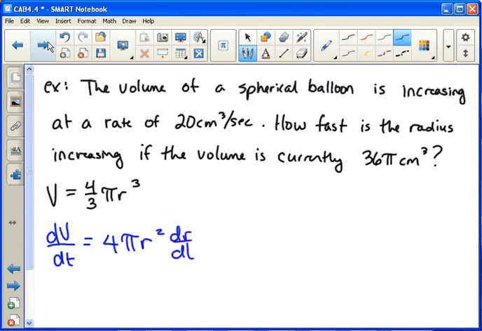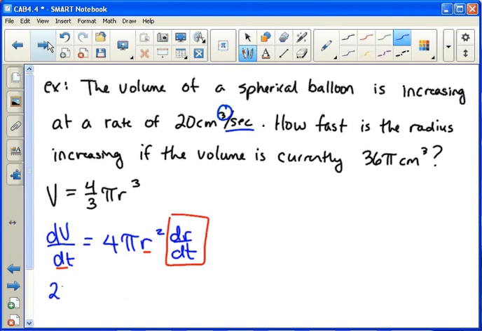Okay, now it says, how fast is the radius increasing? So my goal here is to find dr over dt, meaning I need to plug in something for r and something for dv dt. Well, let's look back at what they gave us. The volume of a spherical balloon is increasing at a rate of 20 cubic centimeters per second. So if you pay attention to units, it gives you a big hint. The only thing that's ever cubed is volume, and it's per second, so it has to be a rate. So 20 is the dv dt. It's the rate at which the volume is changing.